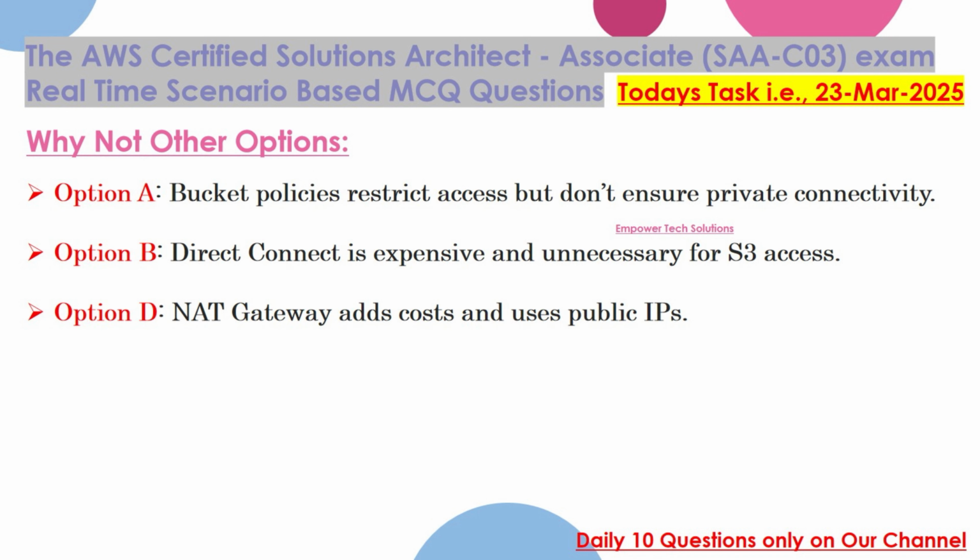Why not other options? Option A. Bucket policies restrict access but don't ensure private connectivity. Option B. Direct Connect is expensive and unnecessary for S3 access. Option D. NAT gateway adds costs and uses public IPs.